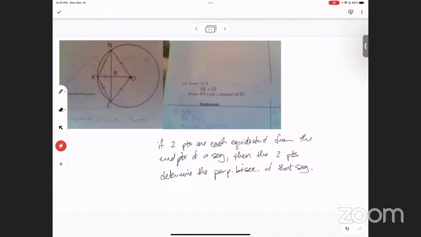Again, I'm not seeing this. If 2 points are each equidistant from the endpoints of a segment, see, they want OK. O is equidistant from N and from C, and K is equidistant from C and N. But couldn't you also say that about N and C? Oh, no, it's not equidistant. Okay, I understand what it's saying. Yes, that is correct, you can use that one.